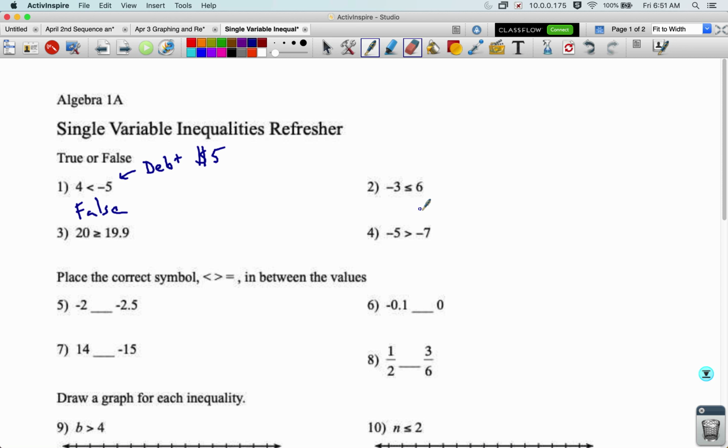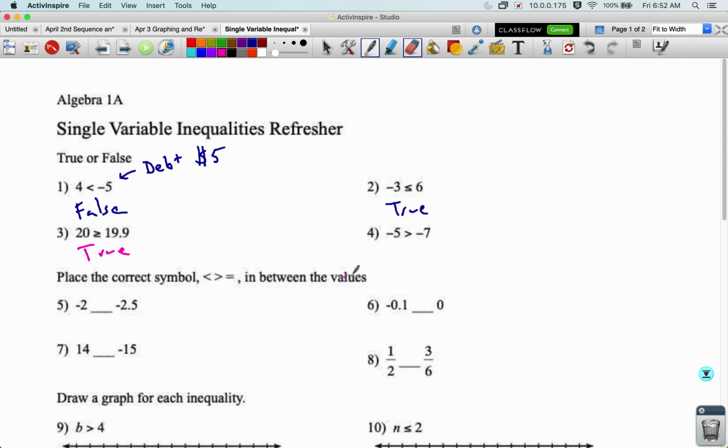All right, let's look at the next one. Is this one true or false? Is negative 3 less than or equal to 6? Yep, this one's true. The alligator's eating the bigger number. I'd rather have $6 than negative $3. What about this one? Is 20 greater than or equal to 19.9? Those numbers are pretty similar, but I think we can all agree that 20 is still better than $19.9 in your bank account. All right, 2 negative numbers.